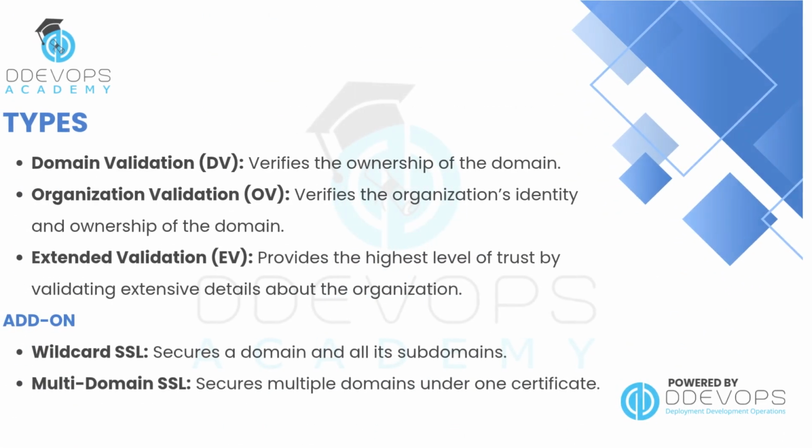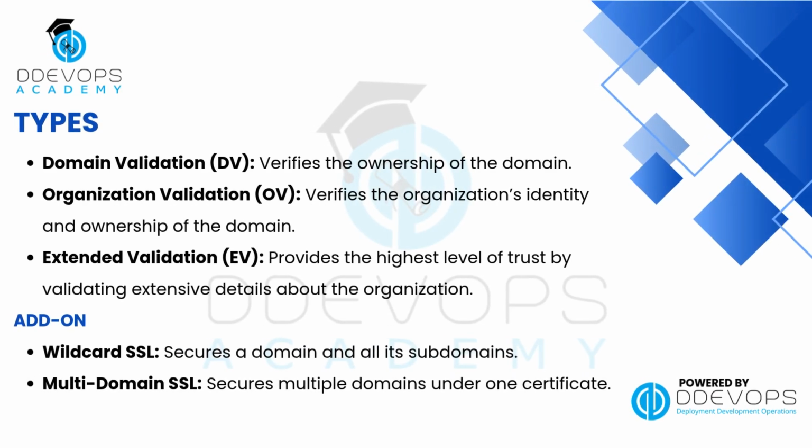Types. Domain validation. Verifies the ownership of the domain. Organization validation verifies the organization's identity and ownership of the domain. Extended validation. Provides the highest level of trust by validating extensive details about the organization.